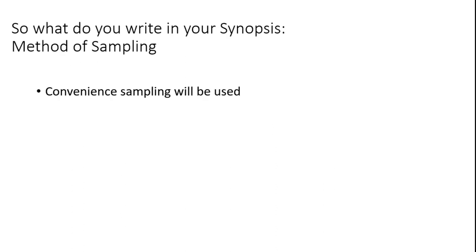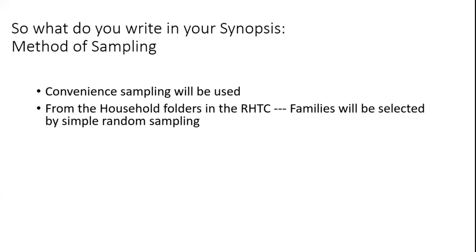So what do you write in your synopsis? Under this you'll say method of sampling. If you are using convenience sampling, say convenience sampling will be used. For example, let us say RHTC, Rural Health Training Center. So we have got household folders. From the household folders, families will be selected by simple random sampling.